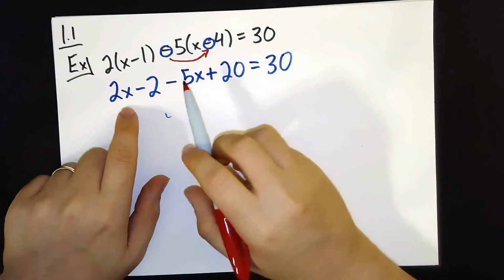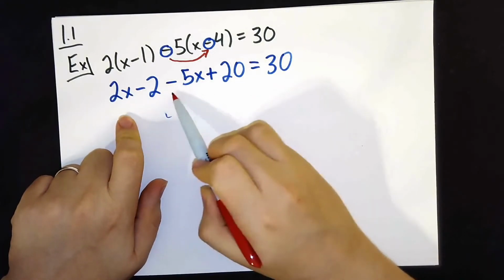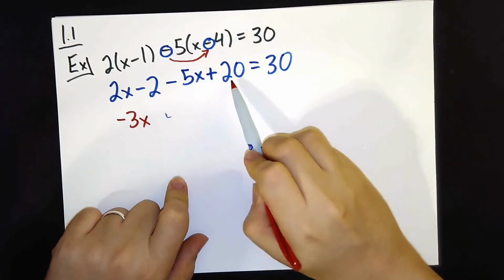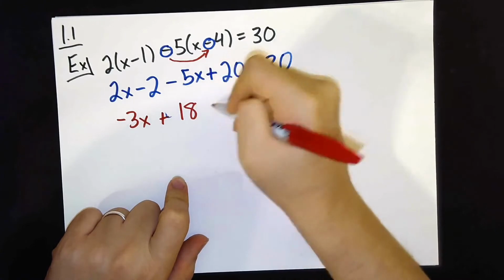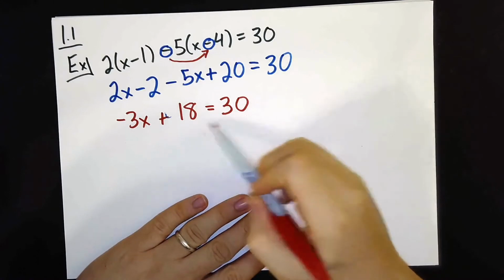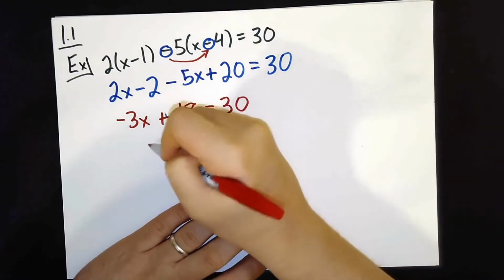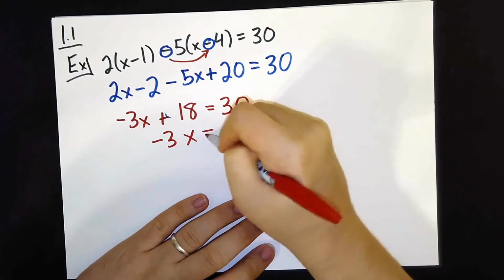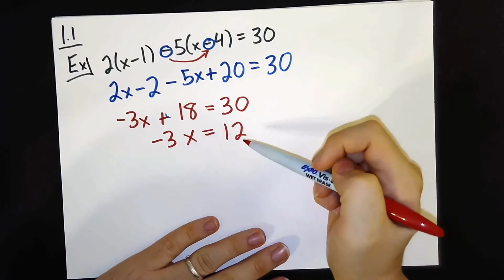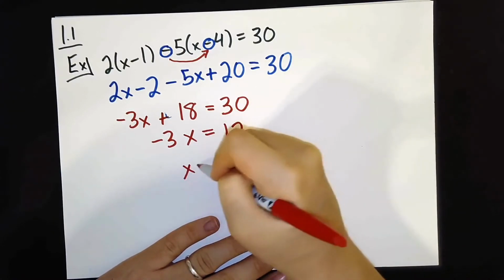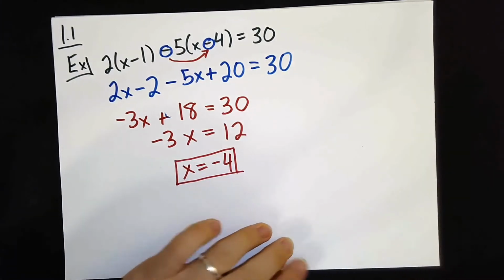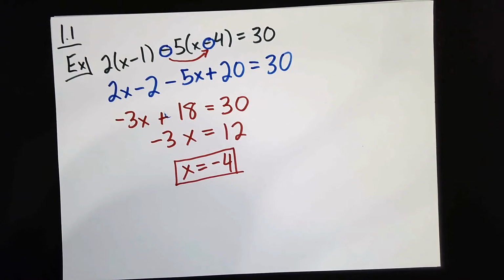Okay, so now we can collect things. So 2x minus 5x, that is minus 3x. Minus 2 plus 20, that'll be plus 18. That is equal to 30. I'll subtract the 18 over here, which will give me minus 3x equals 12. And then I'll divide both sides by minus 3, so that will give me x equals minus 4. Okay, and so that is the answer to solving this equation.